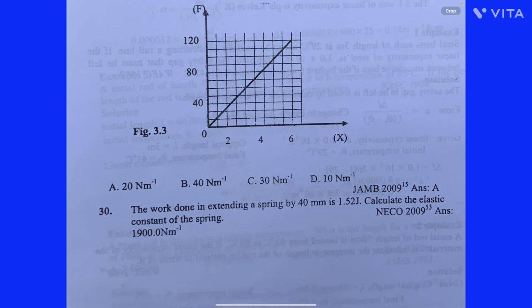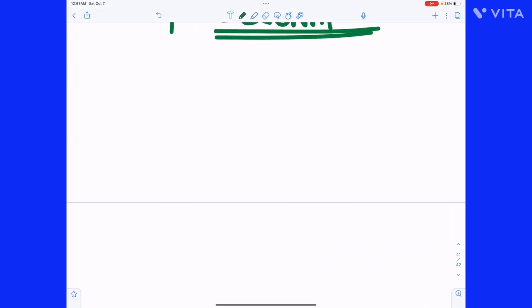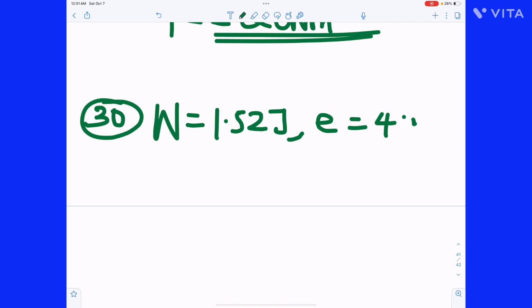Let's go ahead and do the last question in the exercise. It says the work done in extending a spring by 40 millimeters is 1.52 joules. Calculate the elastic constant of the spring. Okay, that's a simple question. The work done is 1.52 joules when the extension is 40 millimeters.